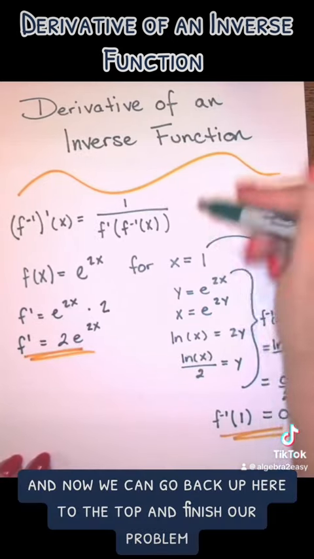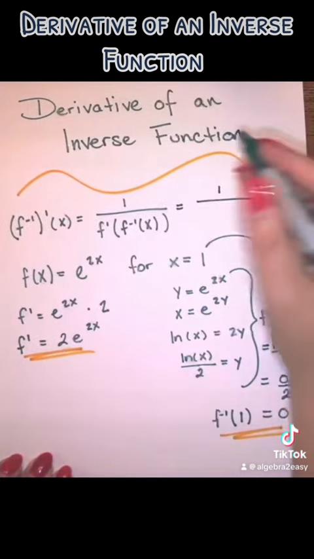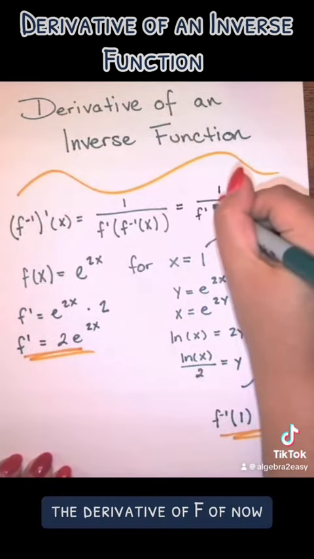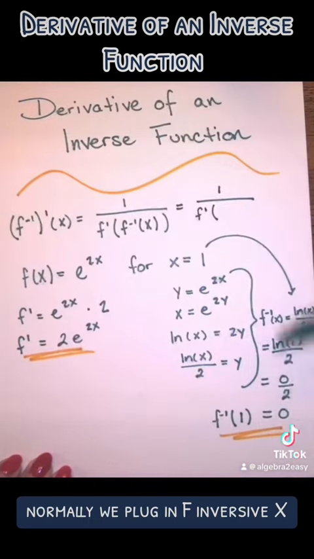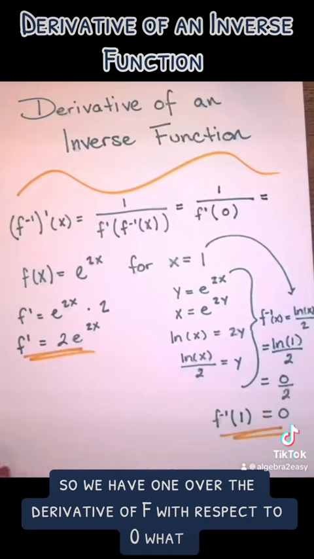And now we can go back up here to the top and finish our problem. We have 1 over the derivative of f of, now normally we'd plug in f inverse of x, but we know f inverse of x is 0. So we have 1 over the derivative of f with respect to 0.